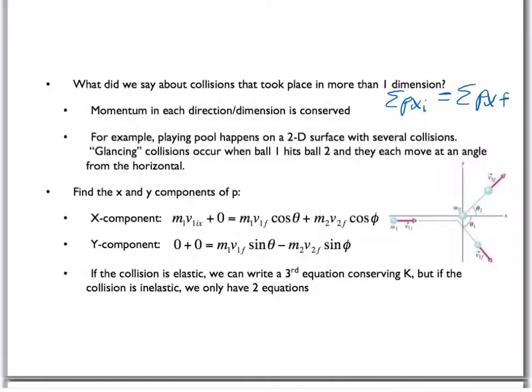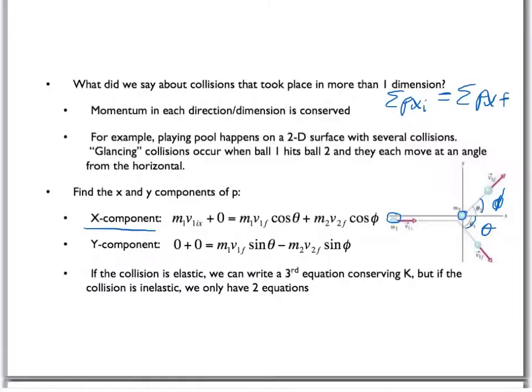So if we were to look at an example like this, let's say that we have an object here that's going to be M1, and it's going to be colliding with M2. Now we'll look at these angles here. We'll call this angle theta, and we'll call the other angle phi. As we look at these two angles, we recognize that we could solve for the sum of the momentum in the x direction.